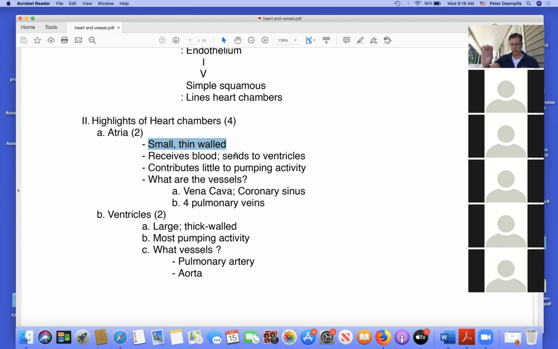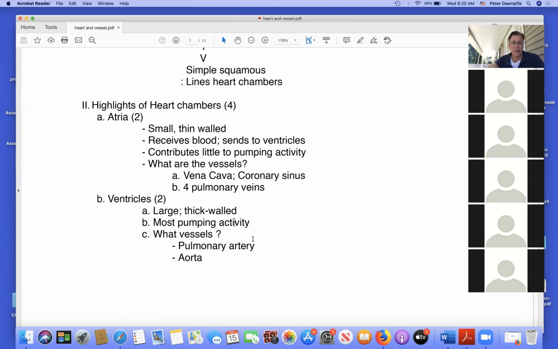I told you again, there are 4 chambers, 4 valves, and 4 general vessels going to and from the heart. So these are the 2 top chambers, the left and right atrium. On figure 13.6, the blood flow is shown from the right atrium down into the right ventricle. That brings us to the ventricles. The ventricles are the 2 large chambers at the bottom of the heart. They do most of the pumping activity. If you take a look, that's where most of the muscle is in the heart.